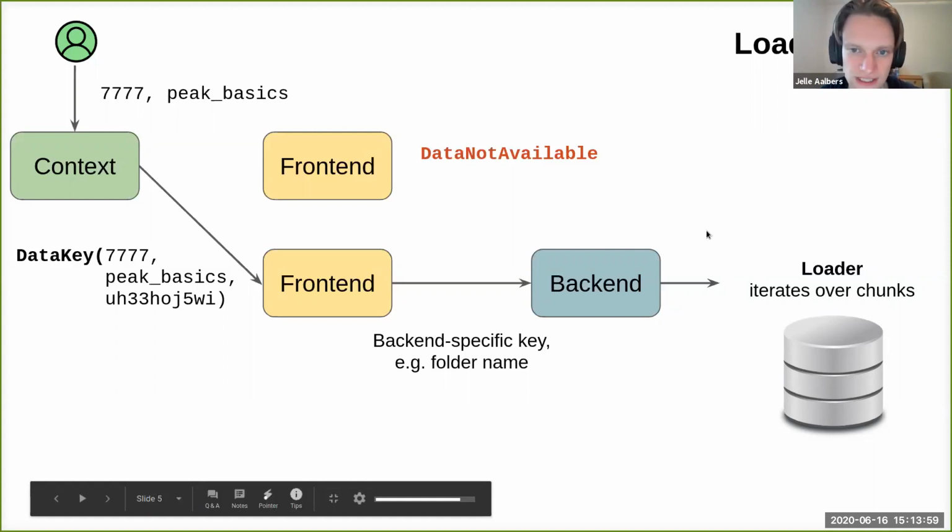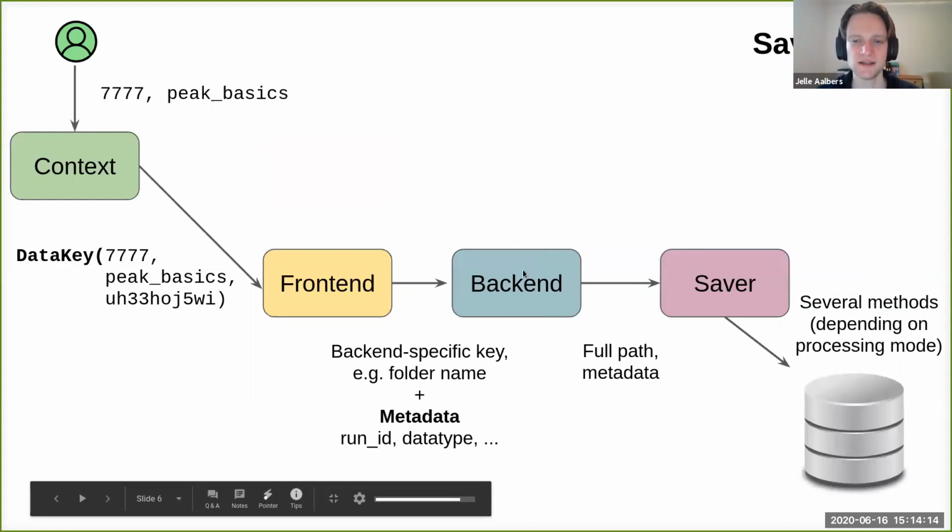Okay, so that's loading data. The slightly more complicated case is when you're saving data, because then you need to record more things of that data. You need to record the metadata, the type, you need to do things in the right way. So the backend actually delegates that work to another class called a saver, and that is specific to each backend. The backend gives it all of the information that's needed, and the saver is then called inside the processor. Whereas a loader was just some very simple thing that you just iterated over, a saver has many different methods of saving data. That's because depending on how you process, it might happen differently.